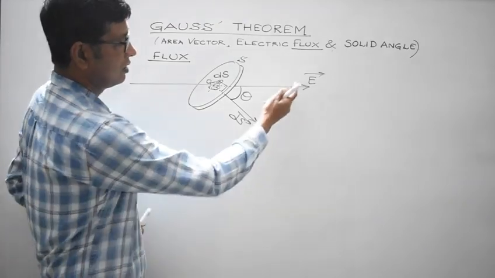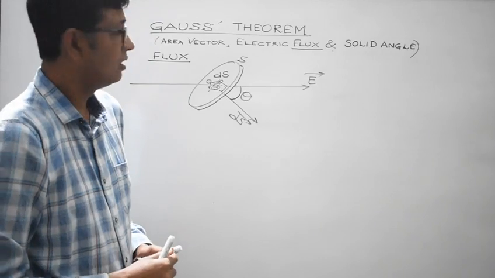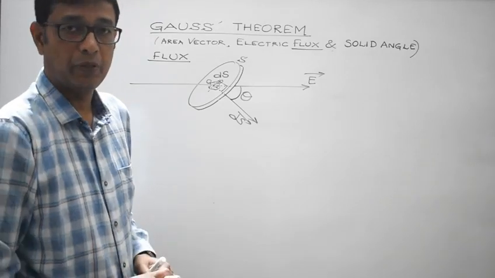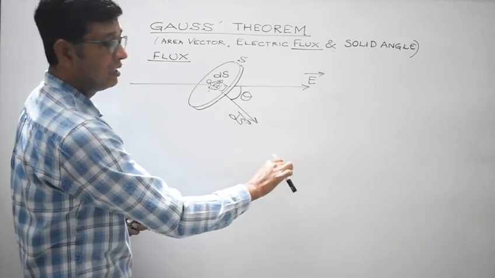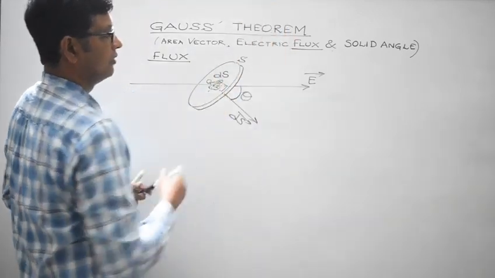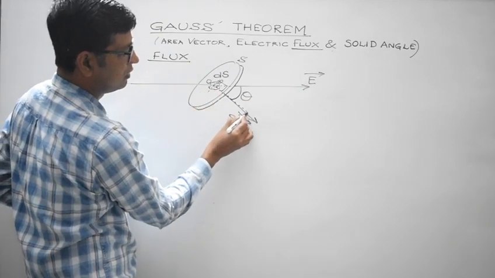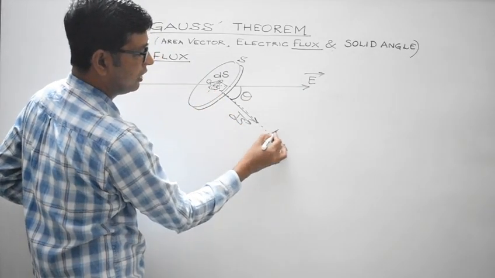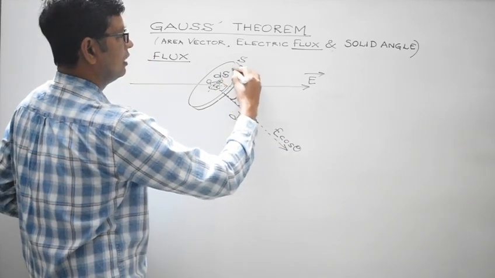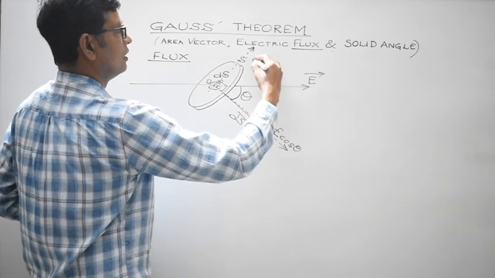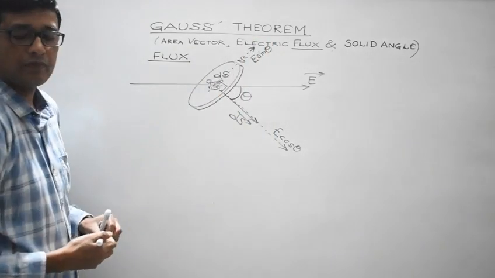Now what we do is, the E vector, which is the electric field vector, is in the oblique direction, right? So we can resolve it into two mutually perpendicular components: one along the direction of the area vector and the other perpendicular to the area vector. So if you resolve this electric field vector, we will get E cos theta, while along the surface this component of the electric field will be E sin theta.